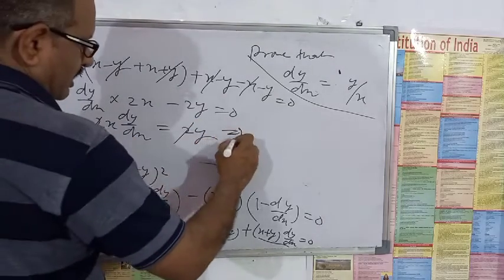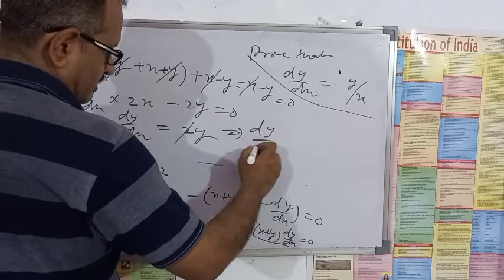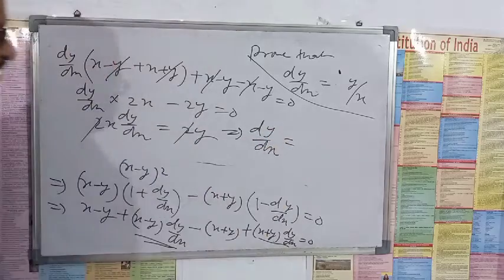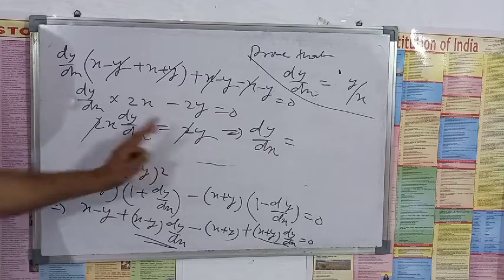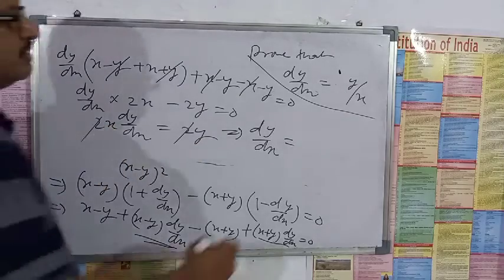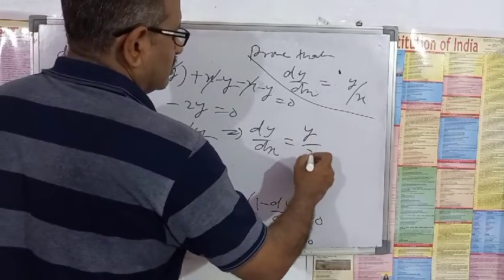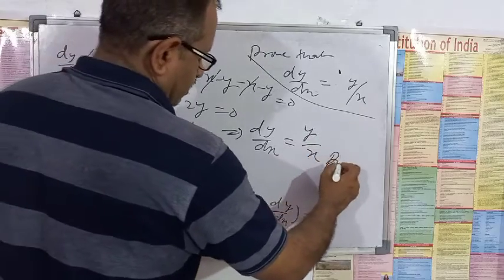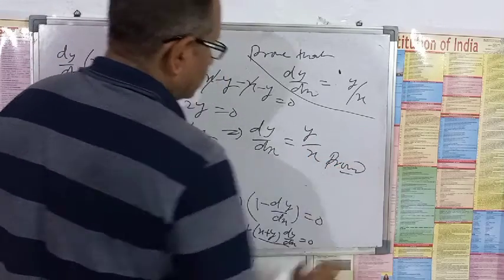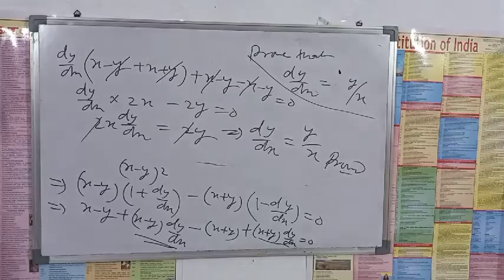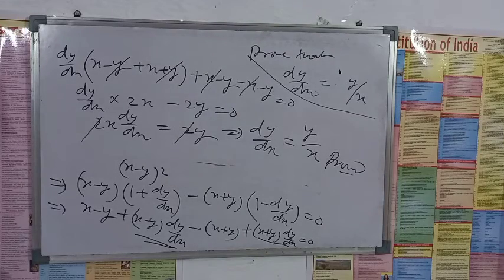So what will be dy by dx? dy by dx is y upon x. Proved. So we have to prove that dy by dx of y is equal to y by x.